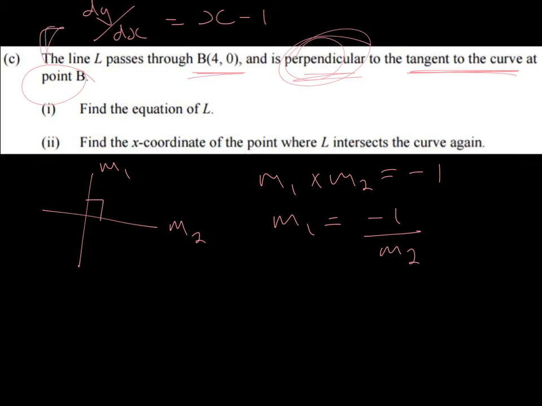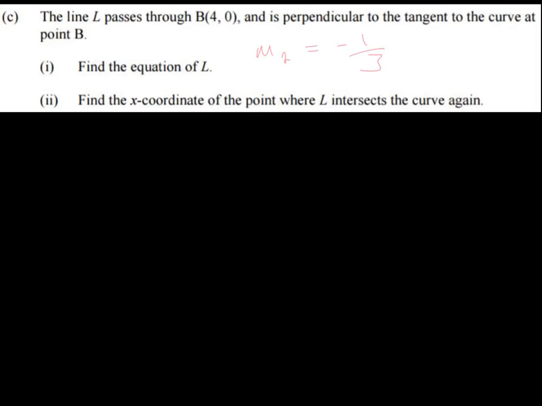Well, we've already worked out previously, this is our gradient function here. So we want to find the gradient at point B, which has an x-coordinate of 4. So all we're going to do then is substitute in 4 into here. So at B, let's call that the gradient m1, is going to be equal to 4 minus 1, which is going to equal 3. If the gradient m1 is 3, then we can rearrange this here and say the gradient m2 is going to be equal to negative 1 over 3.